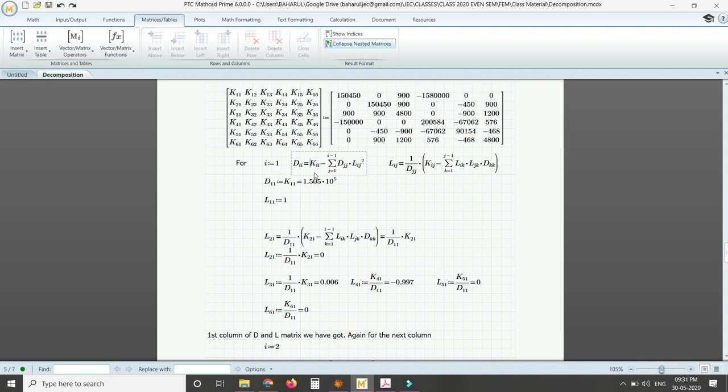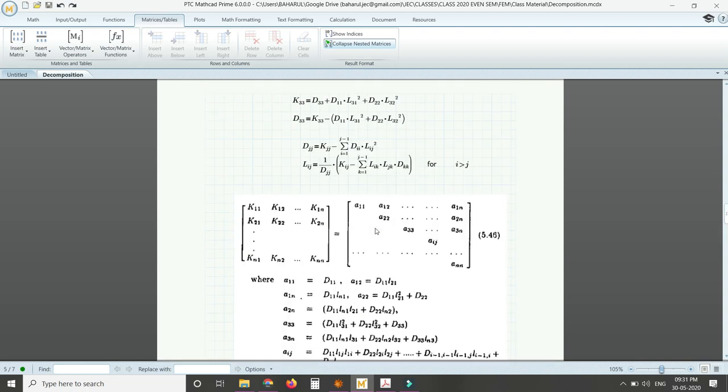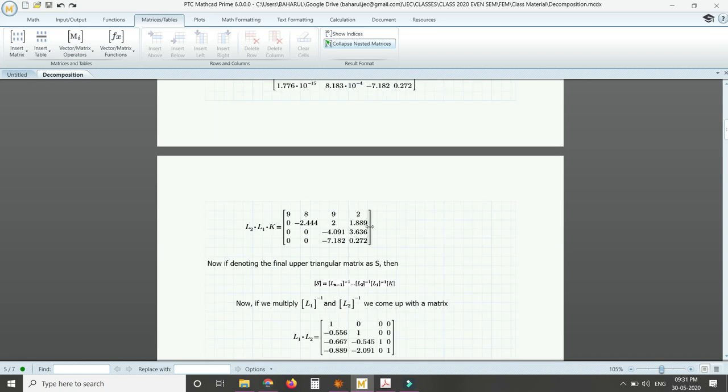This k11 value is already known to us. It is 15150,450. Then L11. What is L11? The L11 value is 1, because you can see over here.